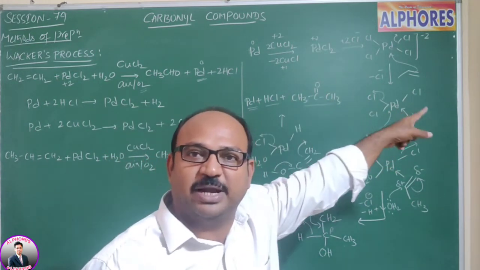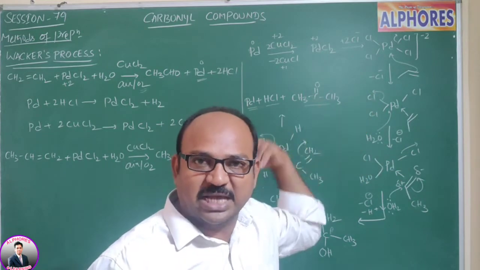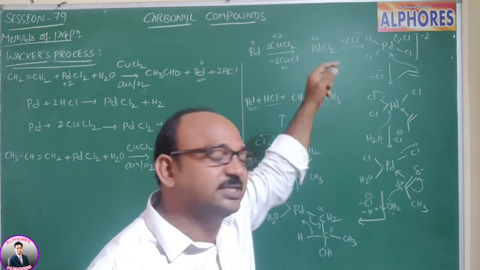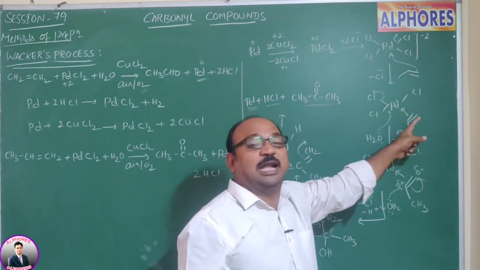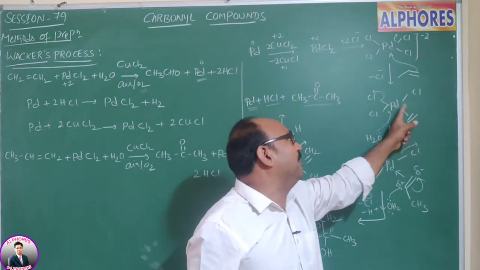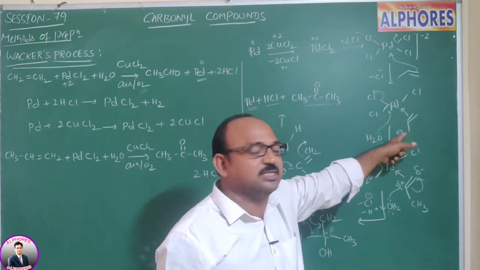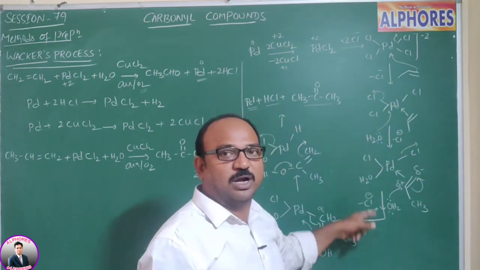PdCl4 minus, one of the Cl minus will be displaced by one alkene, meaning alkene coordination takes place. Here is the pi complex, that is what we call a pi complex. Now between the pi bond and palladium, a coordinated covalent bond exists. Now the water molecule, we are using 2 water molecules here.